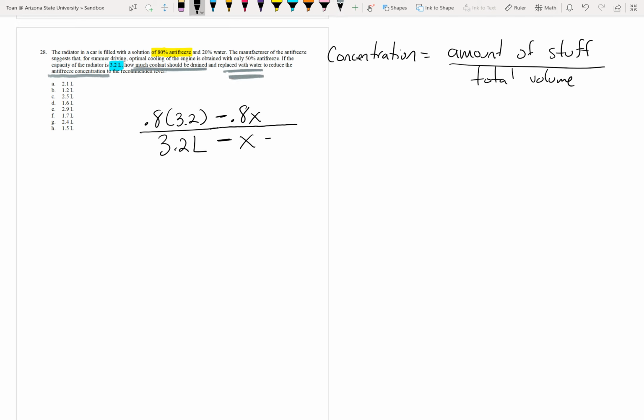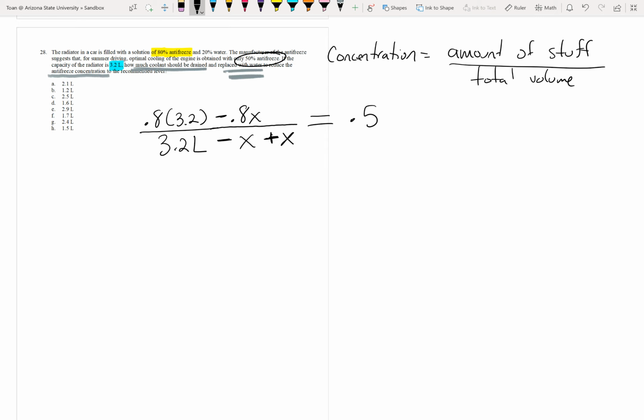So obviously, I'm going to increase the total volume again. Now, when I add water, then this whole concentration is focusing on the amount of antifreeze. When you add pure water, you are not changing the amount of antifreeze. So nothing goes on top here. It stays as this. And then I want it to equal the final concentration. Well, the final concentration that they want is 50%. That is the equation that we're solving.